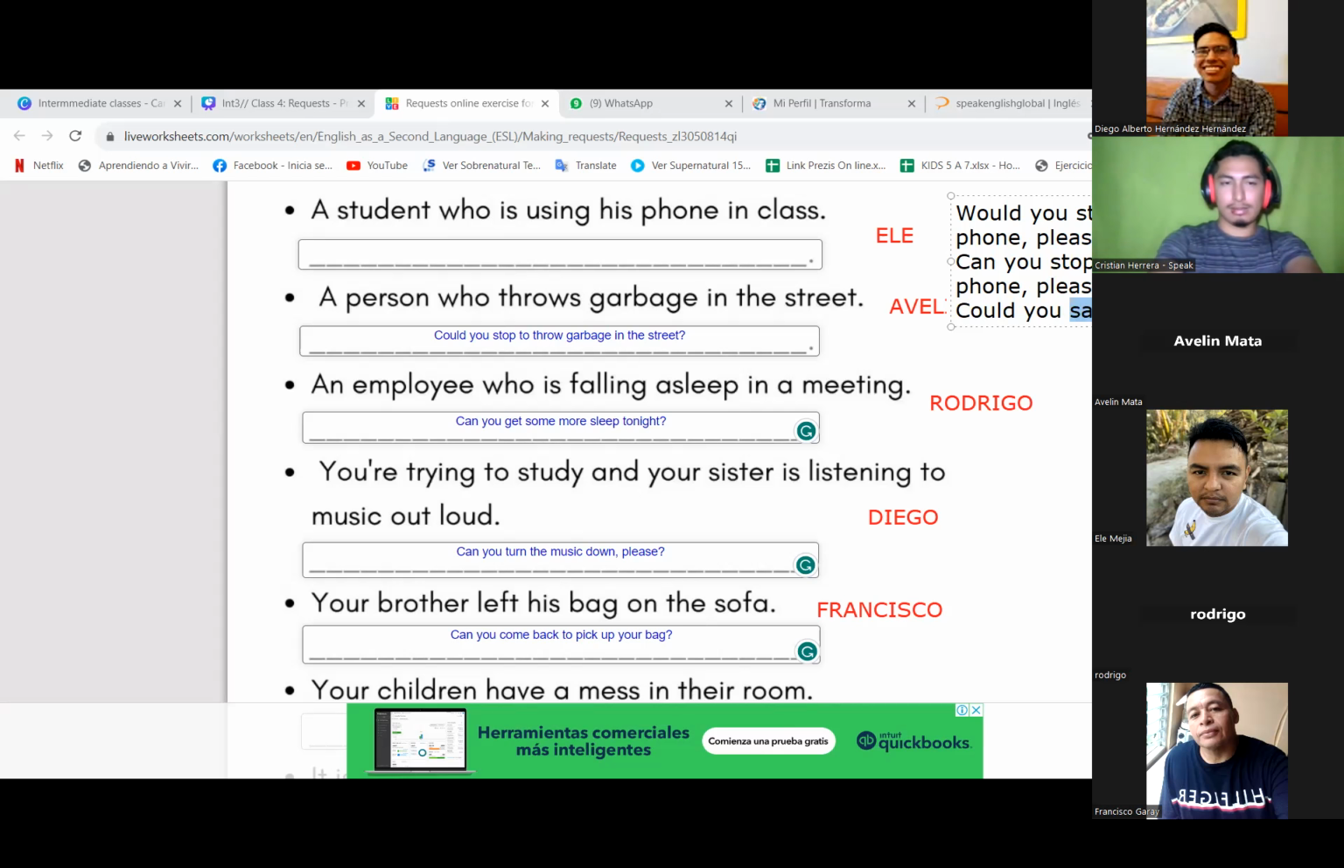I think it is put your cell phone. Okay, well, you mentioned put, and actually I was thinking about both, keep or put. We can say, could you keep your cell phone in your backpack? Or could you put your cell phone in your backpack? Because of the context, it makes sense if you say put or keep. Please. Okay, I got it. Oh, very good. Thank you, Diego. That was a great idea.